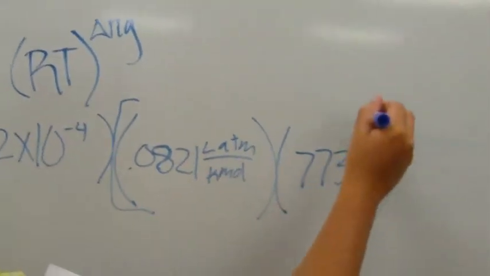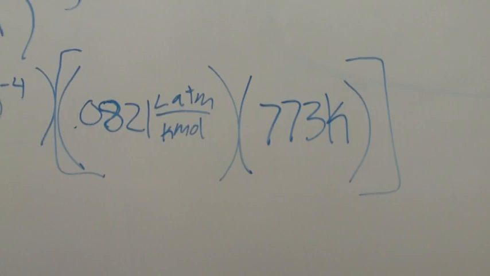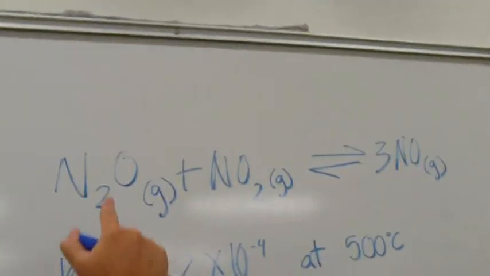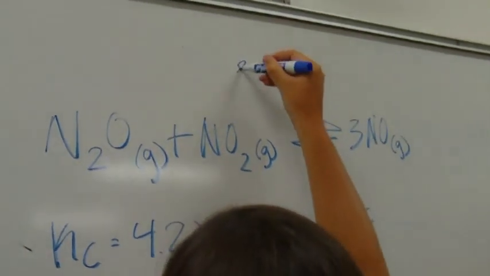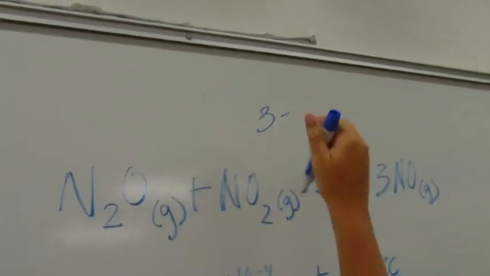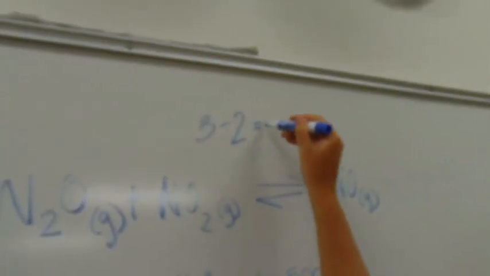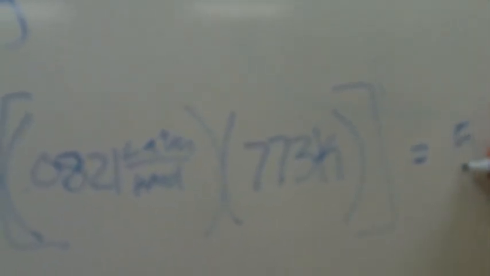And we're going to raise the RT to the change in number of moles of gas. And this is where we use the reaction that they gave us. We've got 3 moles of gas as the product, minus 2 moles of gas as the reactants. That's going to give us 1. So we're just going to raise that to 1. And when we do that math across, we're going to get 5.4 times 10 to the negative 5 as our answer.